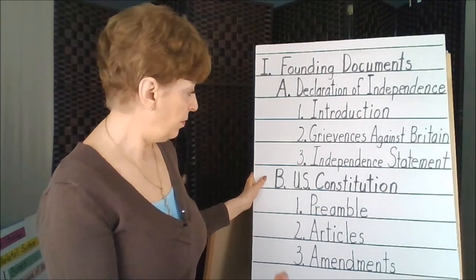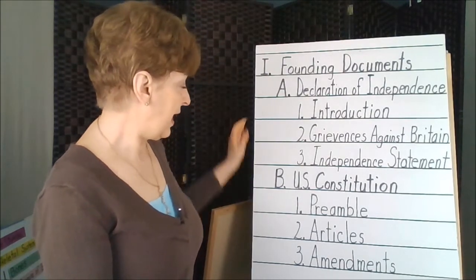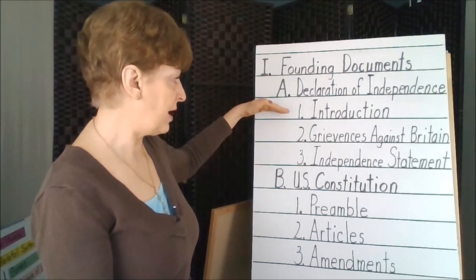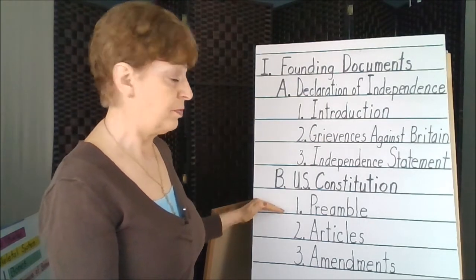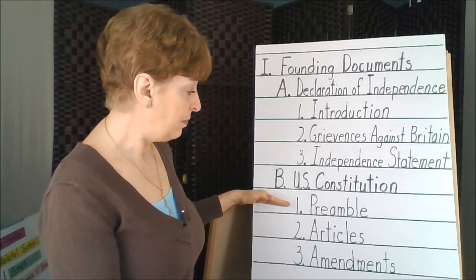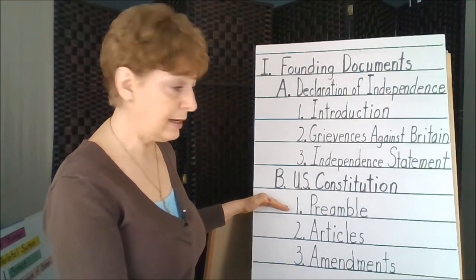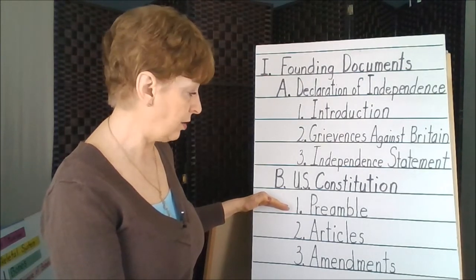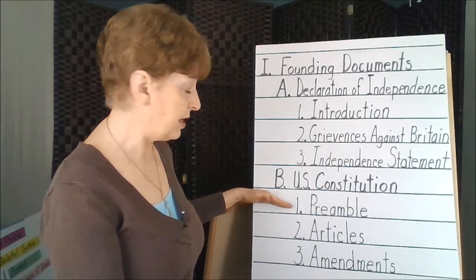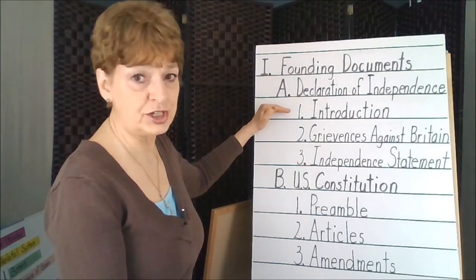So the founders most likely said, well, what are we trying to do here? Well, like we had an introduction in the Declaration of Independence, they called it a preamble, but it was basically the same idea. They were introducing what they were going to be talking about within the document later. So the preamble of the United States Constitution was kind of similar to the introduction of the Declaration.